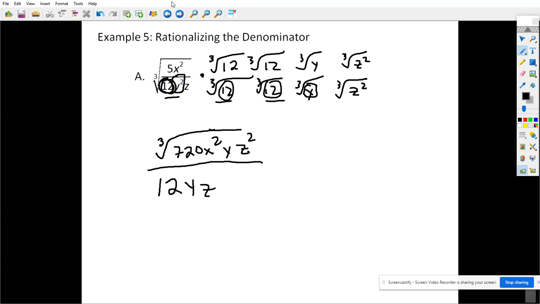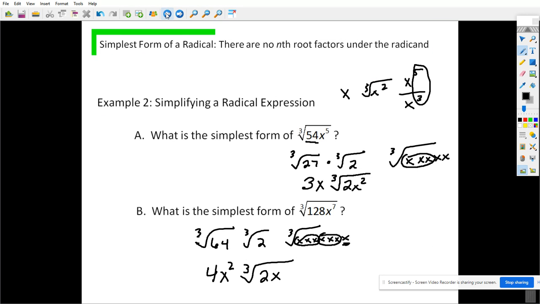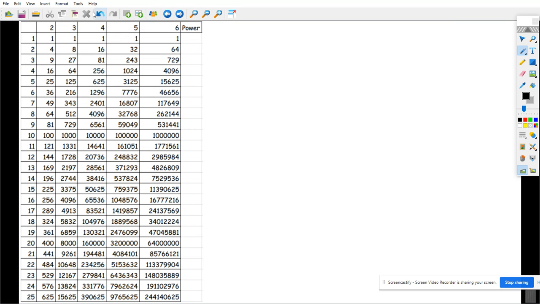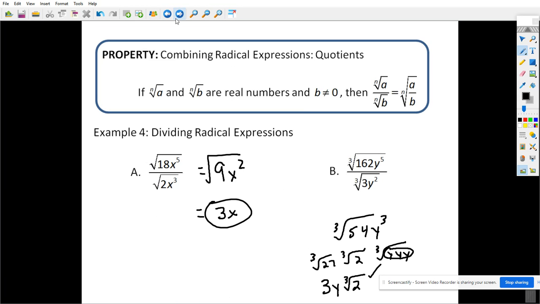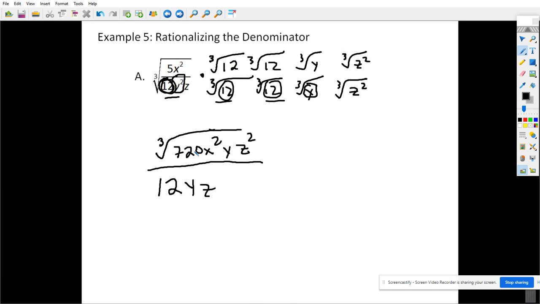Okay, so I go back to 720 and I go back to my perfect cubes, this list right here. Is 720 divisible by any of these numbers? Okay, and I believe it's divisible by 8 and 8 only of the perfect cubes. Again, we're not looking at this list because the index is 3. So this is divisible here by 8. So I would rewrite the top now as the cube root of 8, cube root of 90, because 8 times 90 is 720, and there's no perfect cube factor of 90.